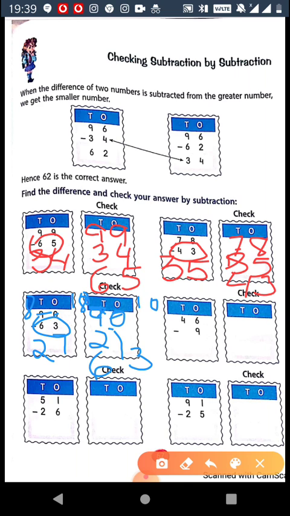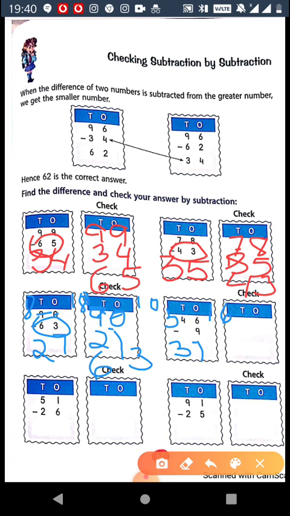Now next sum is 46 minus 9. So again we will borrow 1 ten from tens place, since we cannot subtract 9 from 6. So when we borrow 1 ten, this is 3 here and this is 16 here. And when we subtract 9 from 16, we get 7 and 3. The answer is 37.